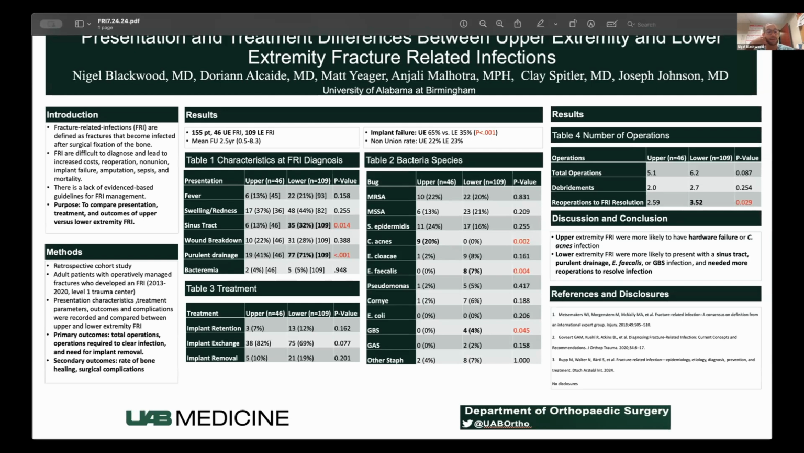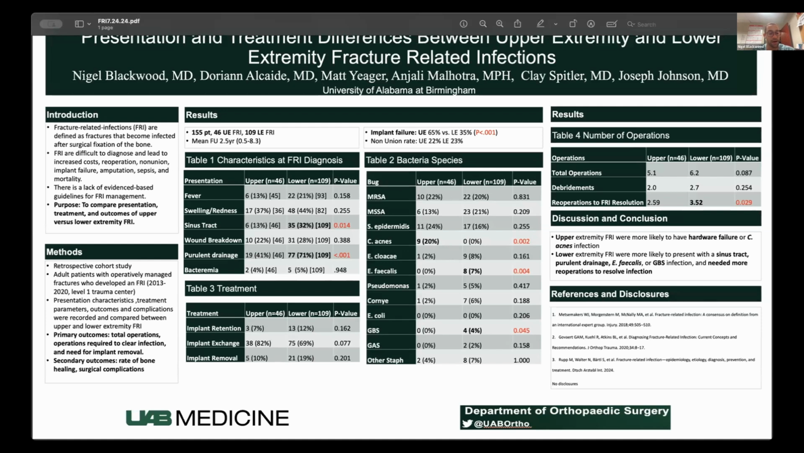So there is a lack of consensus on the management of these injuries and fracture-related infections, or on the role of the anatomical location of the infection. So the purpose of this study is to compare the presentation, treatment, and outcomes of upper versus lower extremity fracture-related infections in hopes of developing more specific treatment algorithms to improve therapeutic success.